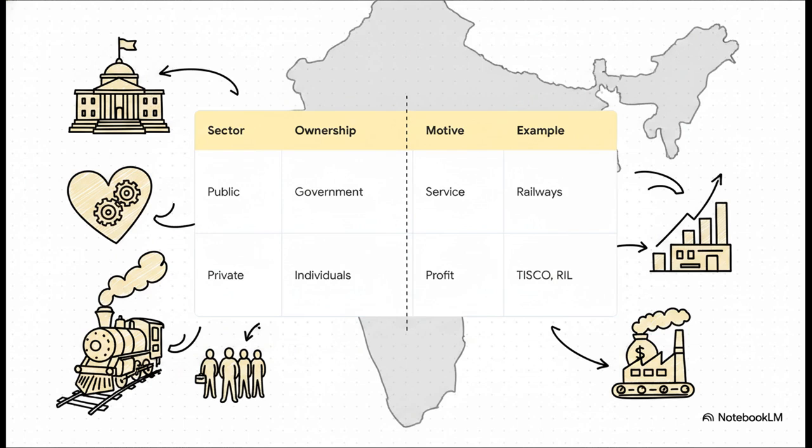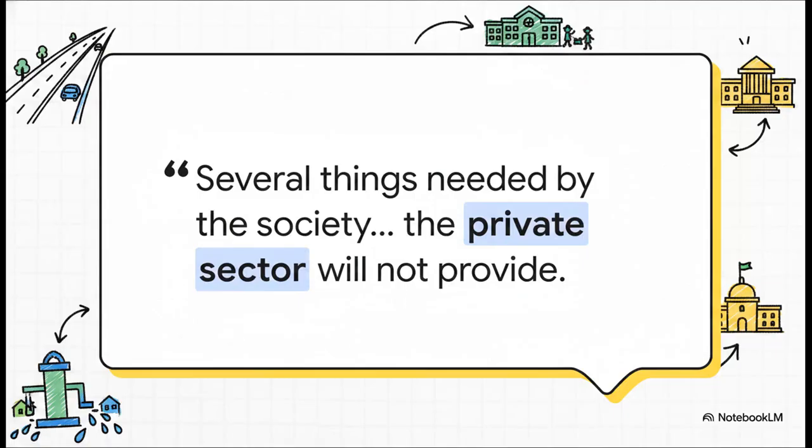On the flip side, the public sector is owned by the government. Think of the Indian Railways or the vast postal network. The public sector's primary motive isn't just squeezing out a profit. It's about service. It's about providing the heavy infrastructure that society actually needs to function smoothly. The whole idea is beautifully captured in this thought. There are several things needed by the society as a whole, but which the private sector will not provide at a reasonable cost.